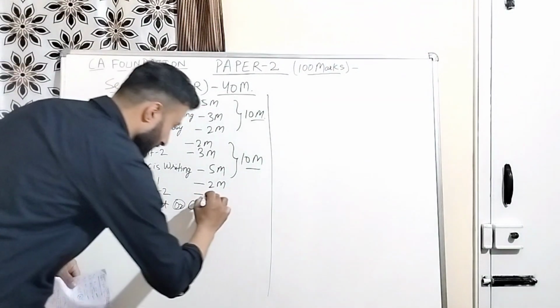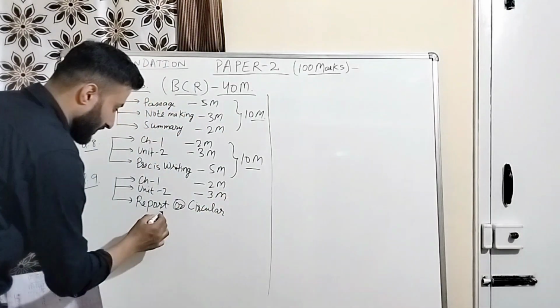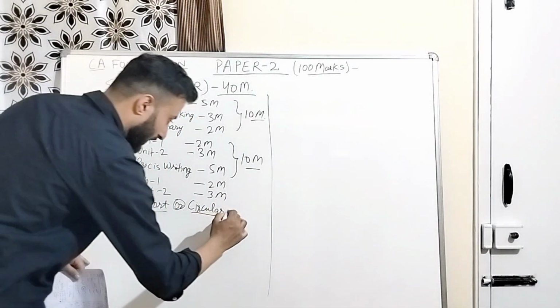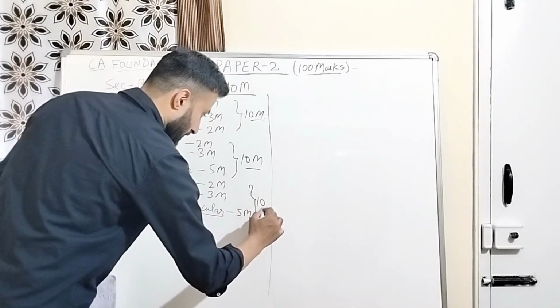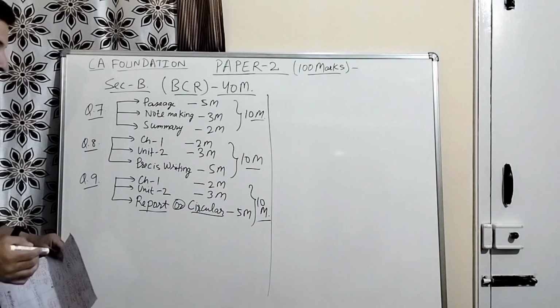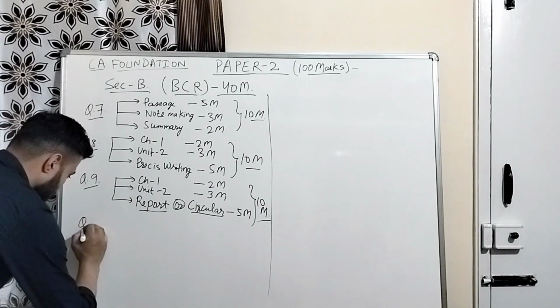is of 3 marks, and here either they will ask for a report or they will ask you to write a circular. That is of 5 marks. Again this is 10 marks.